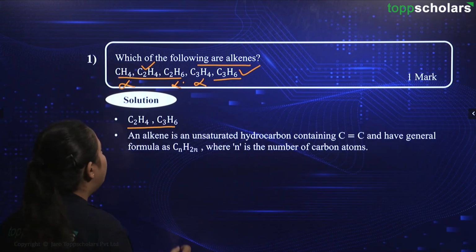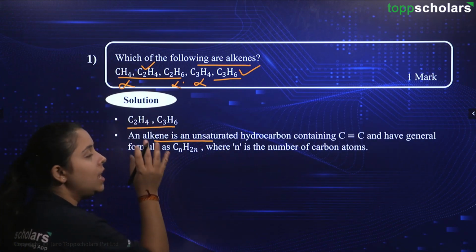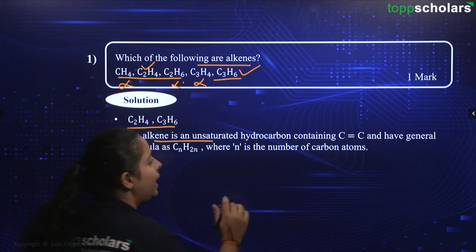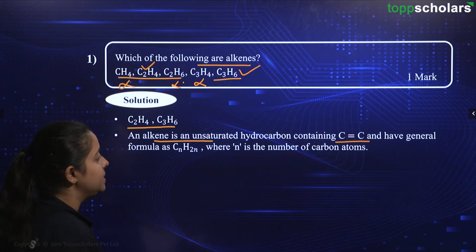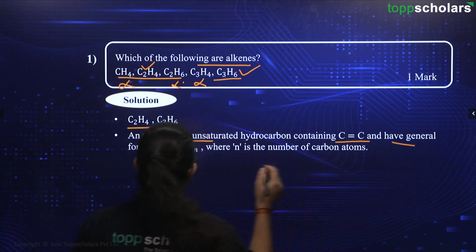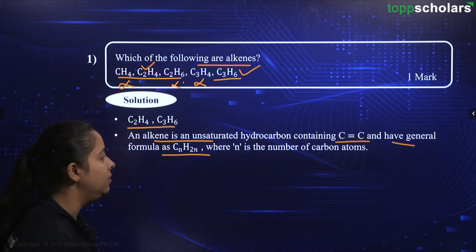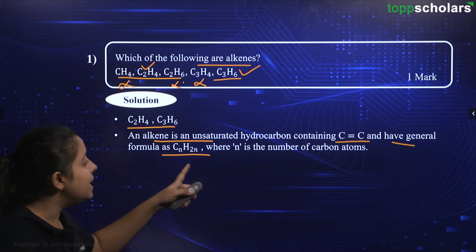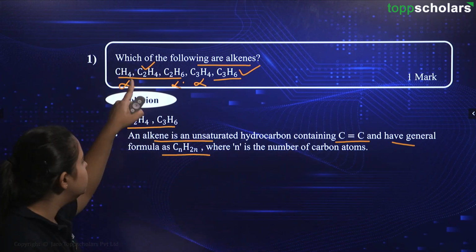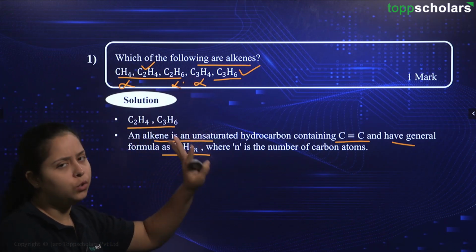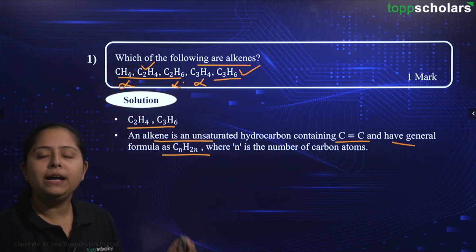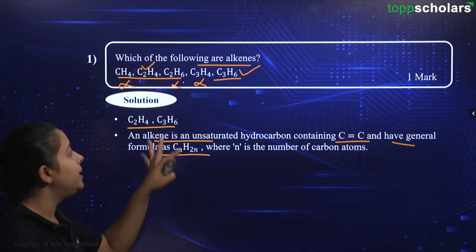Now, let us have some more information about alkene. It is an unsaturated hydrocarbon, okay, as per our discussion, and it has C double bond C bonds. And it has a general formula of CnH2n, where what is this n? This n is the number of carbon atoms. So, in here we have 2 carbon atoms, in here we have 3 carbon atoms and so on and so forth. Okay. So, by knowing the general formula, you can attempt such questions.